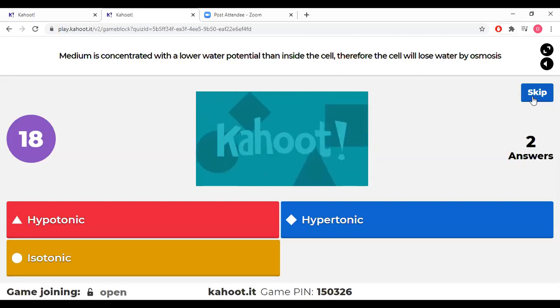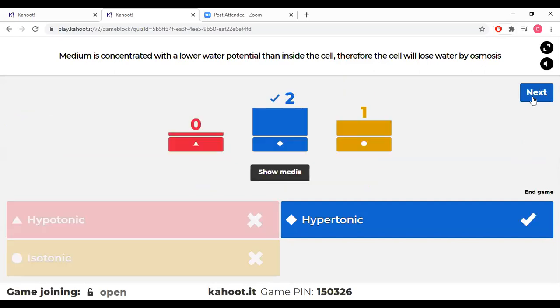This medium here is concentrated with a lower water potential than inside the cell, meaning outside there are more molecules than there are inside the cell. Therefore, the water will leave the cell to go outside and the cell might deflate. Great. Two of you got it. Okay, thank you so much. It's hypertonic. So these terms refer to the medium.